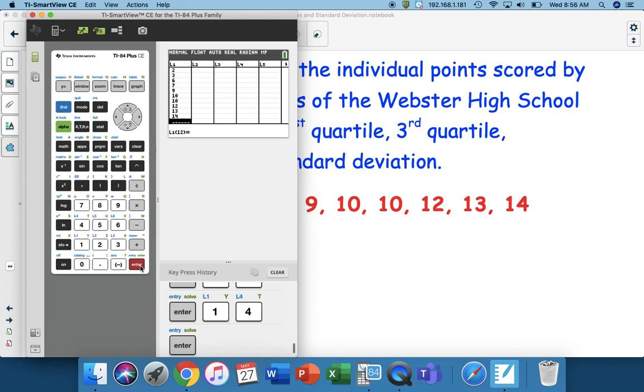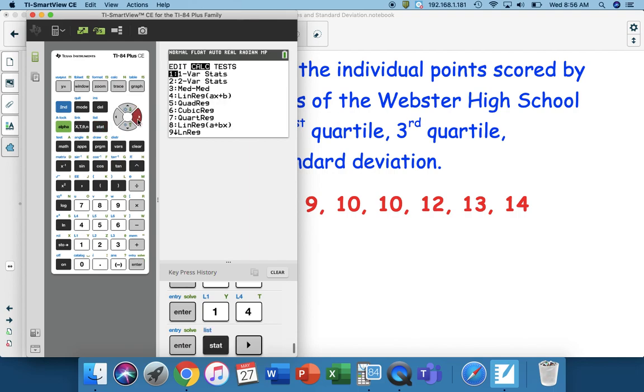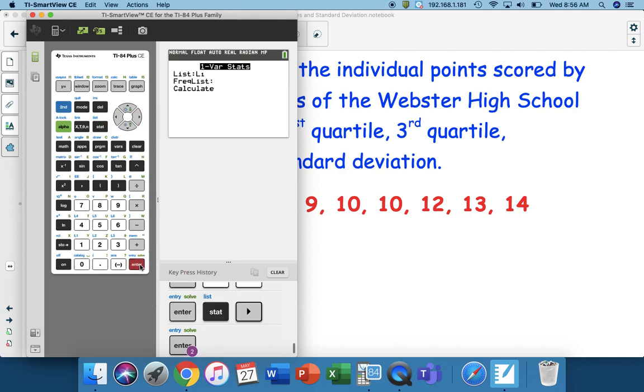Make sure you double check everything. Make sure you know what you did. All right. Now press Stat. Go one over to Calc. Press Enter, Enter, Enter, Enter. And let's write down our answers.